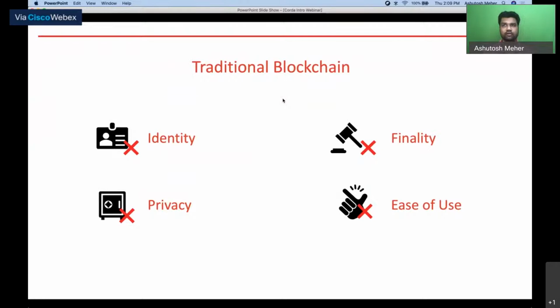All right, so let's move in and try to understand why we chose to develop Corda. Why not build something on the traditional blockchain which was already there? If you look at traditional blockchains, there were a few peculiar problems which made them not fit for business. These are the most prominent four which I'm showing you.